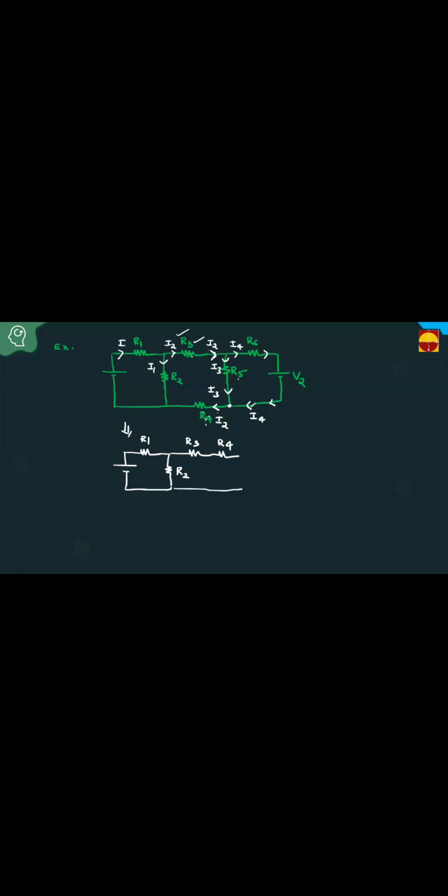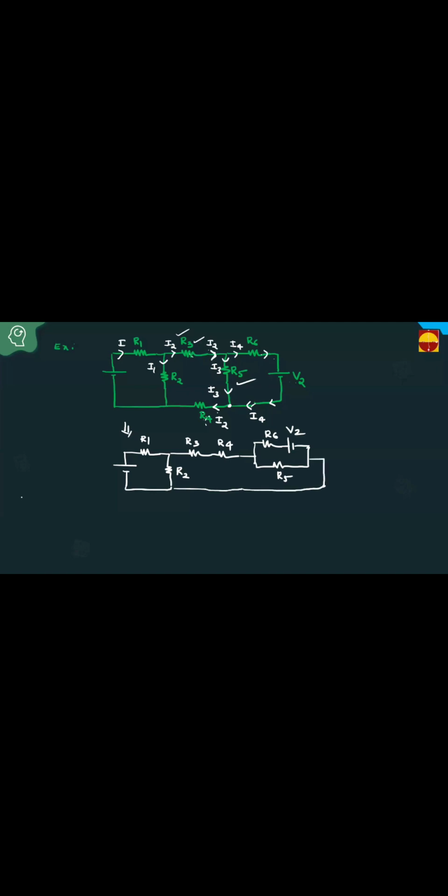Now, what about this R5? R6 and V2 are in series. So, how to draw the network like this? R6 and V2 are in series. And this R5 is in parallel. Like this you can draw.